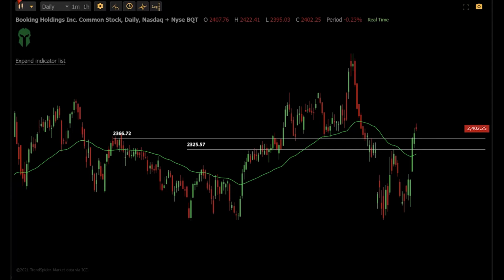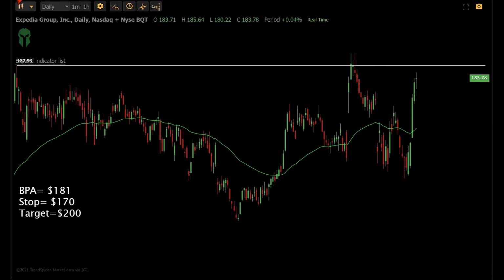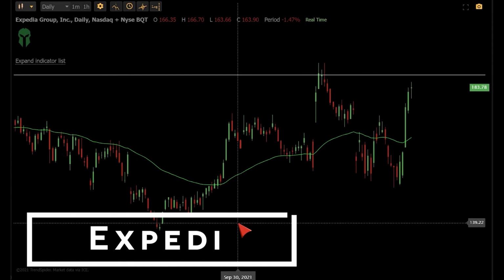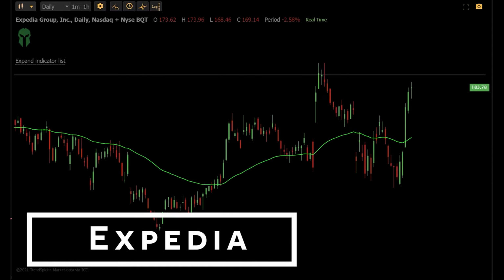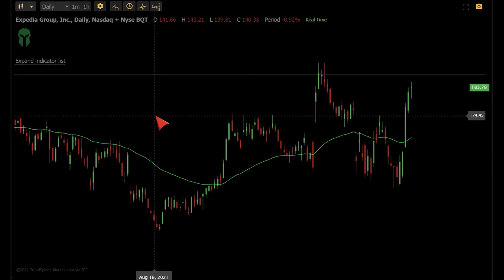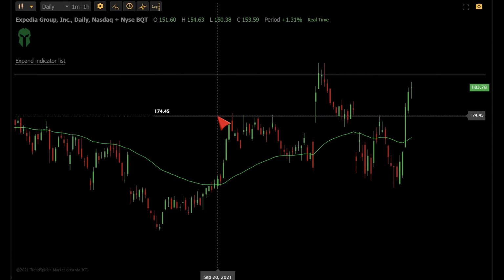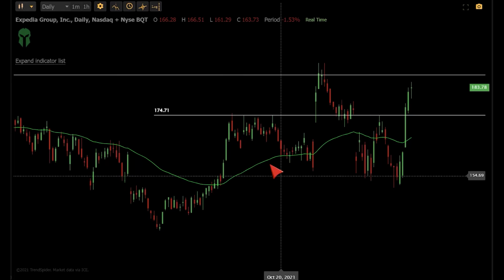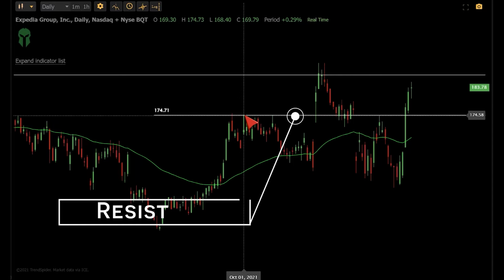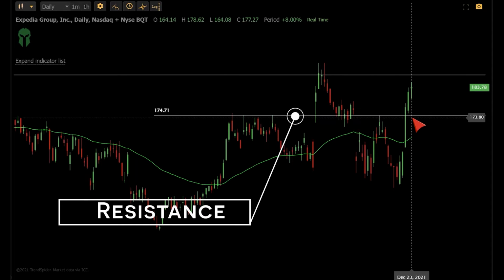Now, let's go through a couple more examples. So, this is Expedia. So, you're going to see a very simple setup here. Now, this is much cleaner. You can see very clearly the bonking level, or what I refer to really as resistance, and you can see that pretty clearly in here, right?